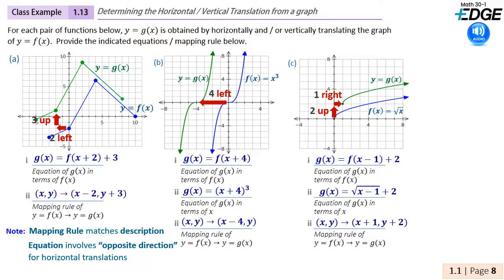Again, the mapping rule will match the verbal description, so 1 to the right is x plus 1, and 2 up is y plus 2.